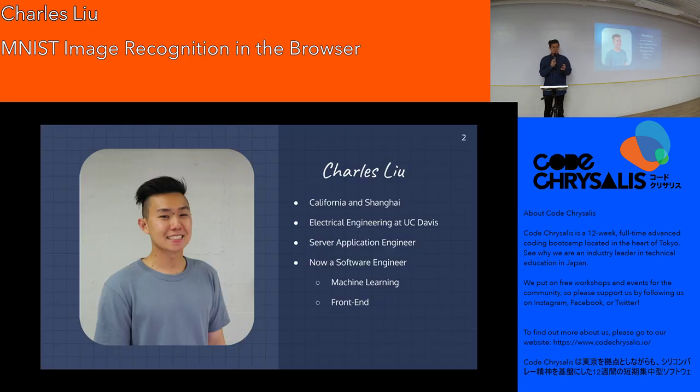So, a bit about me first. As Matt mentioned, I was raised in Shanghai, but I was actually born in California, so I have a multi-cultural background. I went to school at UC Davis as an electrical engineer. Then I worked at a company as a server applications engineer for a year. That got a little bit boring. I learned basically all I needed to know, and at the time I decided to learn how to code on the side. Then I discovered Code Chrysalis and thought, I'm gonna go for it. And now I'm here. Now I am a software engineer with an interest in front-end design and machine learning, which is what I'm actually gonna talk about today.